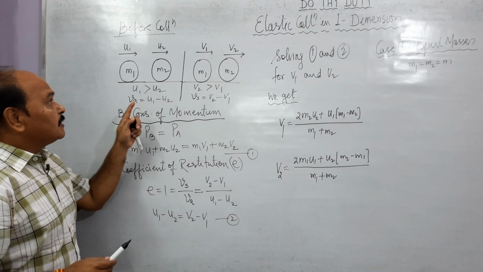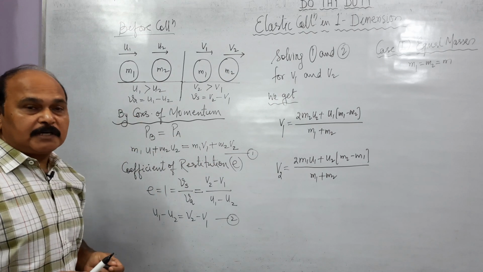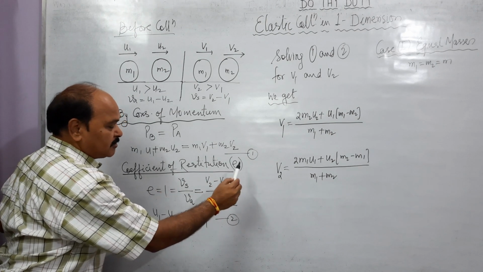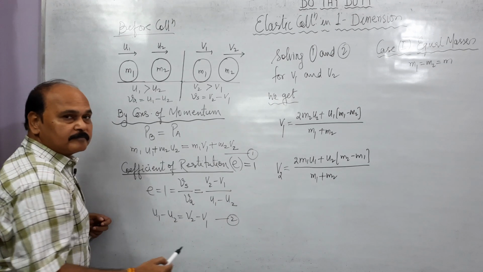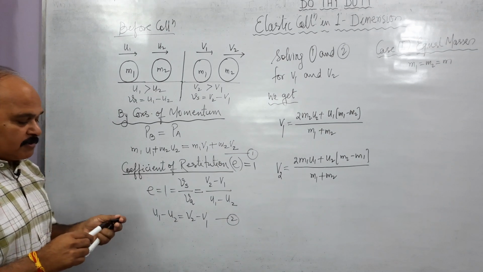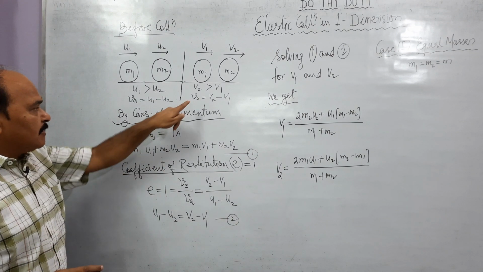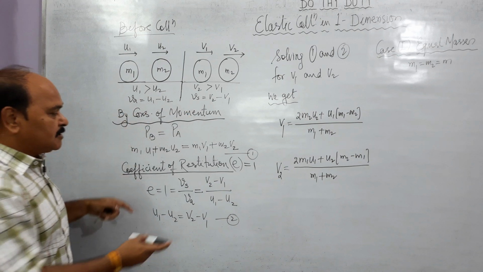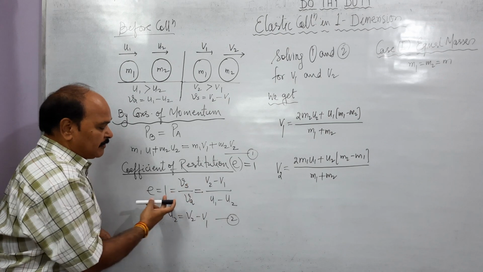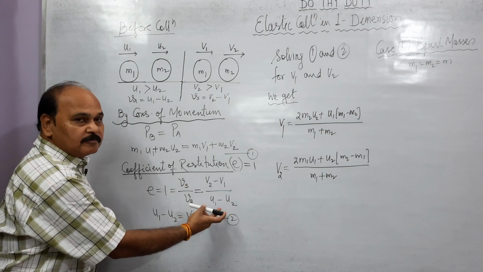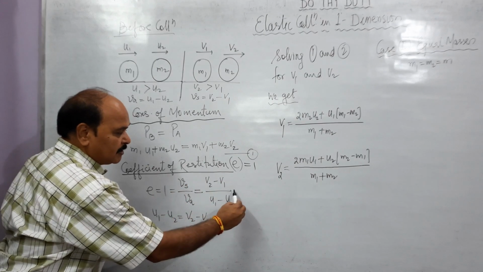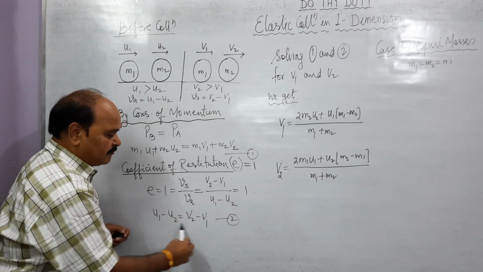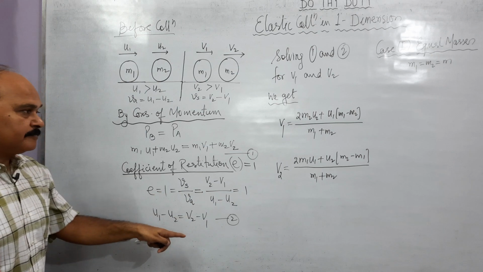Well, for elastic collision, we already know that the coefficient of restitution is 1. This coefficient of restitution is the ratio of speed of separation to speed of approach. Speed of separation is v2 minus v1 and speed of approach is u1 minus u2. That ratio is equal to 1. This simply means u1 minus u2 is equal to v2 minus v1, on cross multiplying.